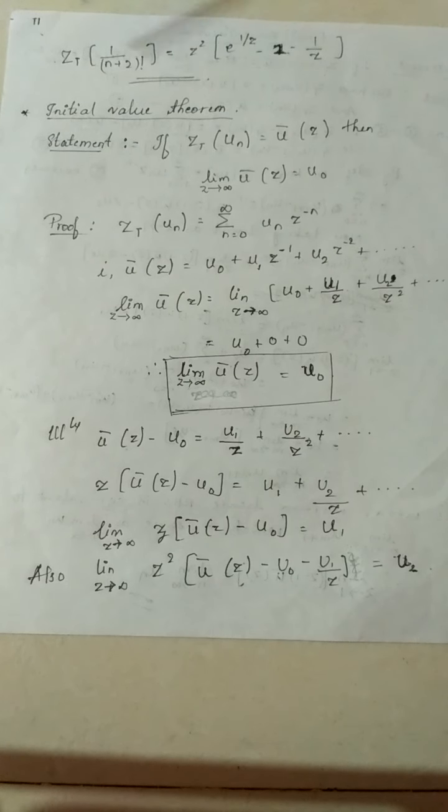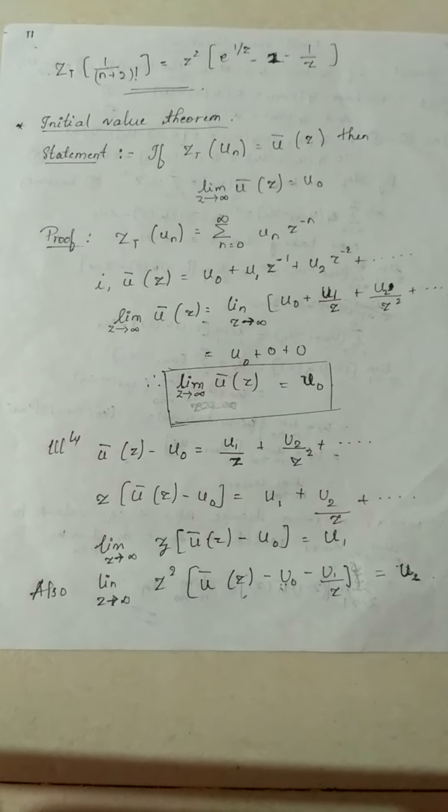Now, initial value theorem. Let us see two important theorems of z transform: initial value theorem and final value theorem. Now, let us see the initial value theorem. Statement: if the z transform of un is equal to u bar z, then the limit as z tending to infinity of u bar z is equal to u naught. Now, let us see the proof.